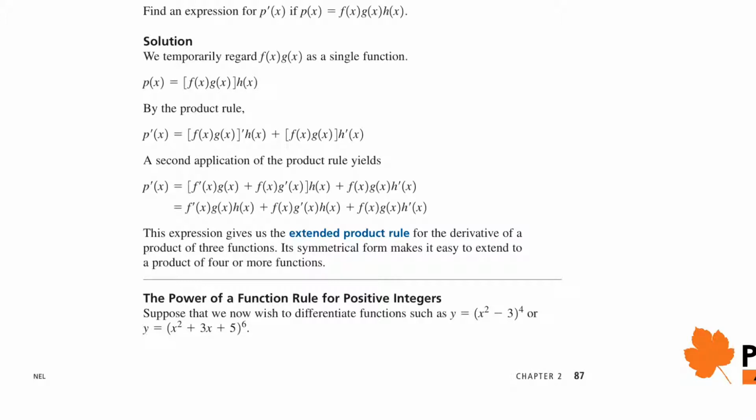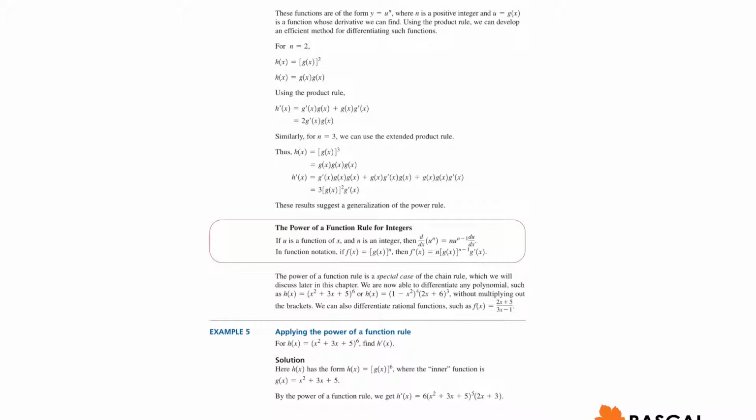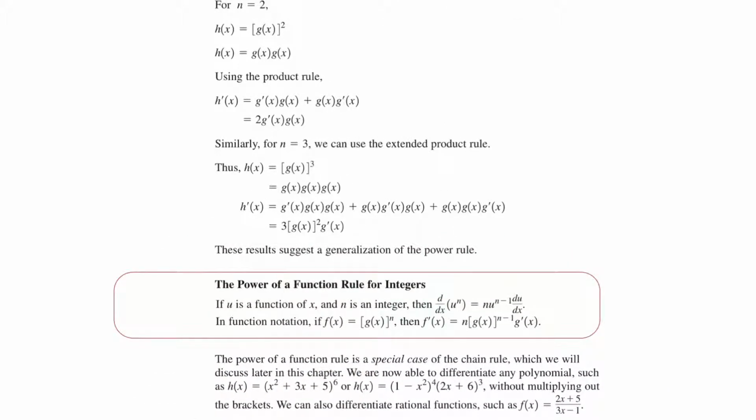If a function is a power of another function, we use the idea of multiplication of the function n times, and we apply the extension of the product rule. Let's find the derivative of h of x equals g of x to the power of 3. g of x to the power of 3 is g of x times g of x times g of x.